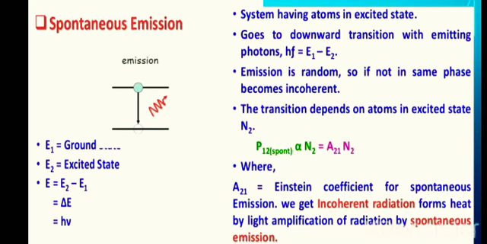Spontaneous emission. E1 and E2 are the ground state and excited state energies. A system having atoms in the excited state goes to a downward transition, emitting photons, that is hf equals E2 minus E1. Emission is random, so if not in the same phase it becomes incoherent. The transition depends on the atoms in the excited state N2. The probability of spontaneous emission P21 is directly proportional to N2, that equals A21 times N2, where A21 is the Einstein coefficient for spontaneous emission.